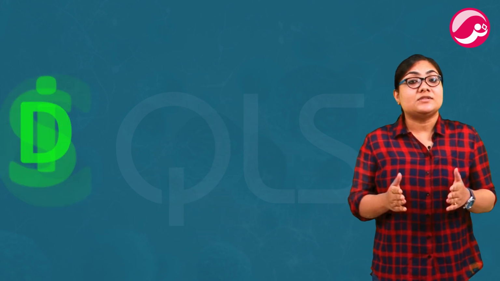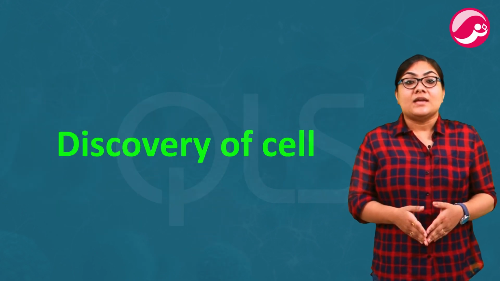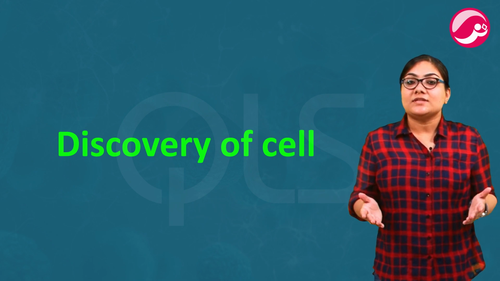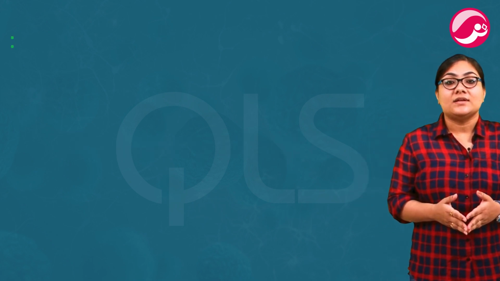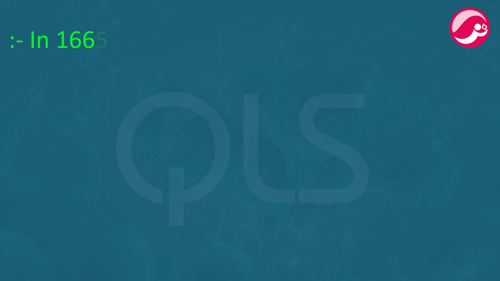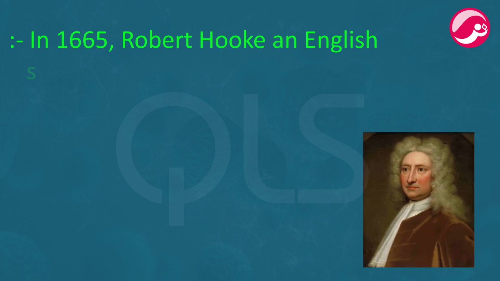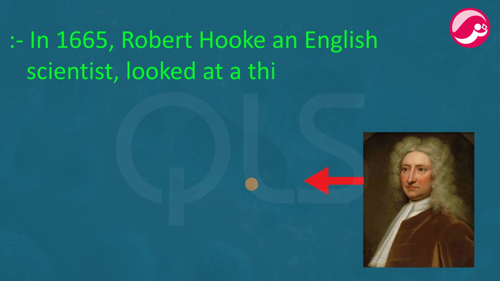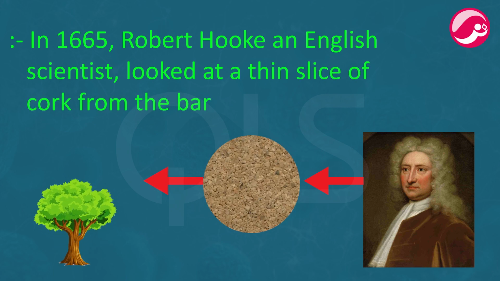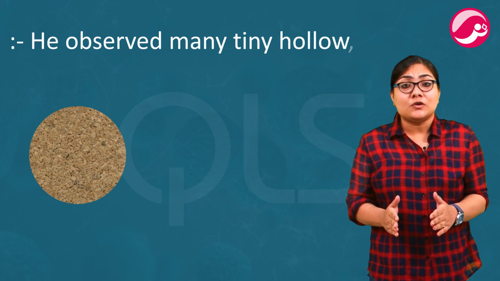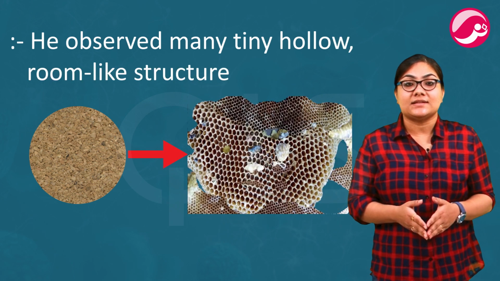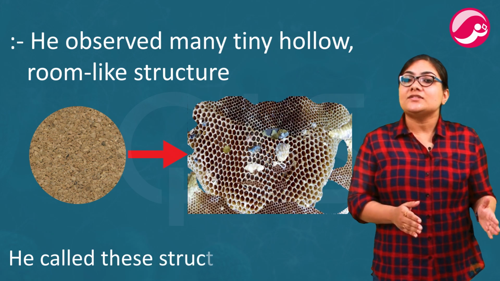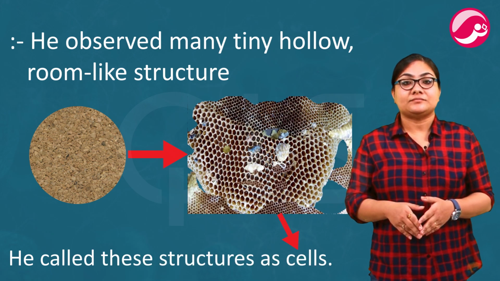Now let's talk about the discovery of a cell. किसी ना किसी के दिमाग में ये बात तो ज़रूर आई होगी कि इतना छोटा सेल आखिर देखा किसने होगा. In 1665, Robert Hooke, an English scientist, looked at a thin slice of cork from the bark of a tree. He observed many tiny hollow room-like structures जो बिल्कुल एक मधुमक्खी की छत्ते की तरह दिख रहा था. He called these structures cells.